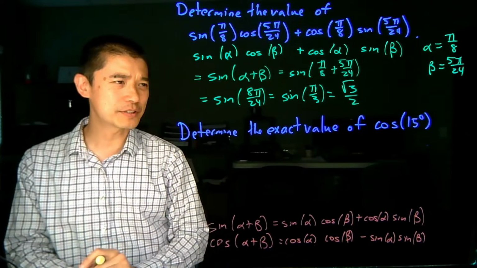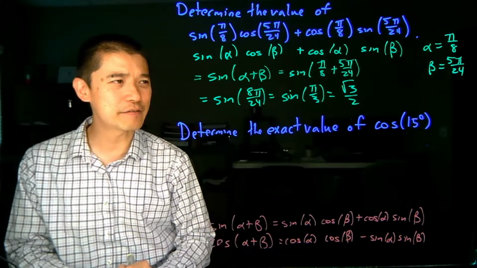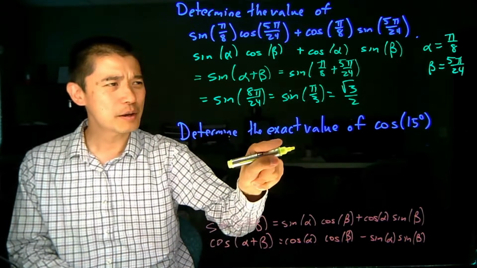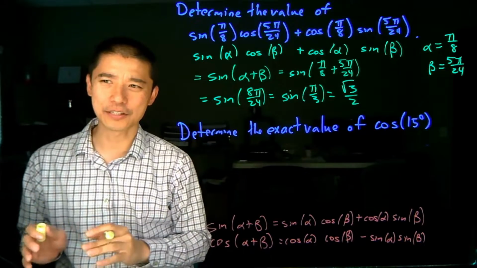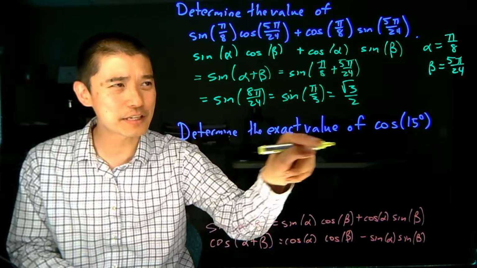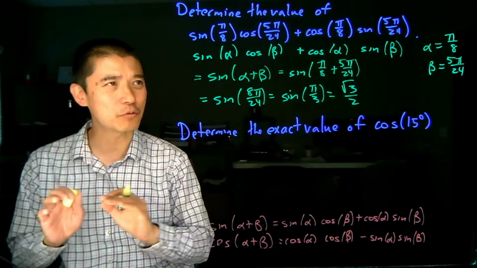The second problem is similar, except this time we're asked to find the value of cosine of 15 degrees. Notice we're working in degrees at this point, and we're not given exactly how to do this. Now again, you might just grab a calculator and plug it in and give me a decimal approximation, but this says determine the exact value of it, so that's not going to work.